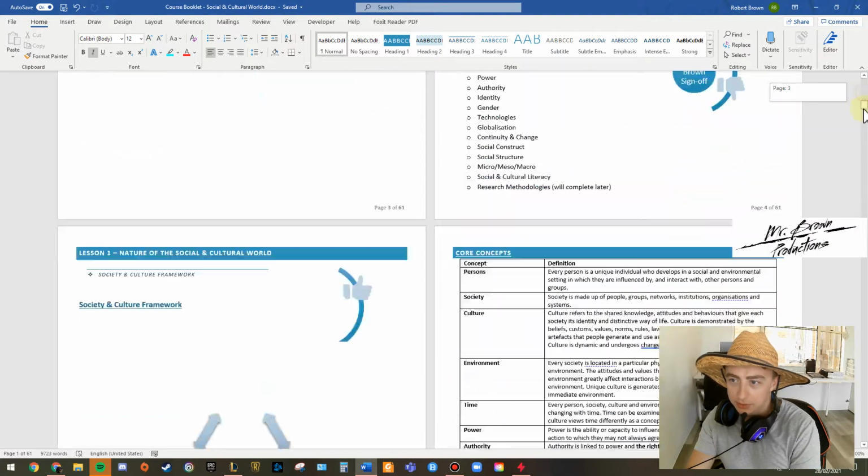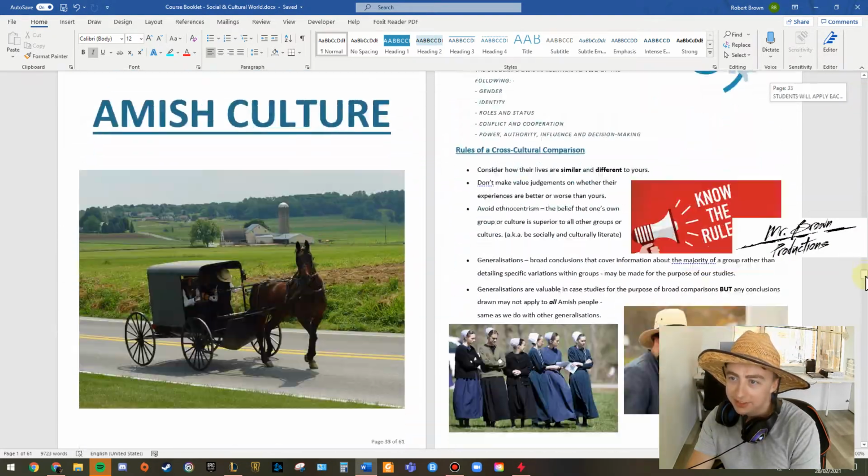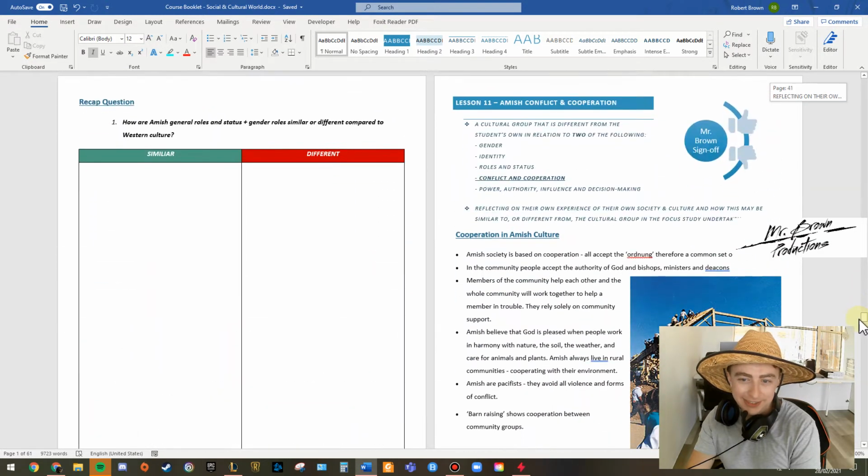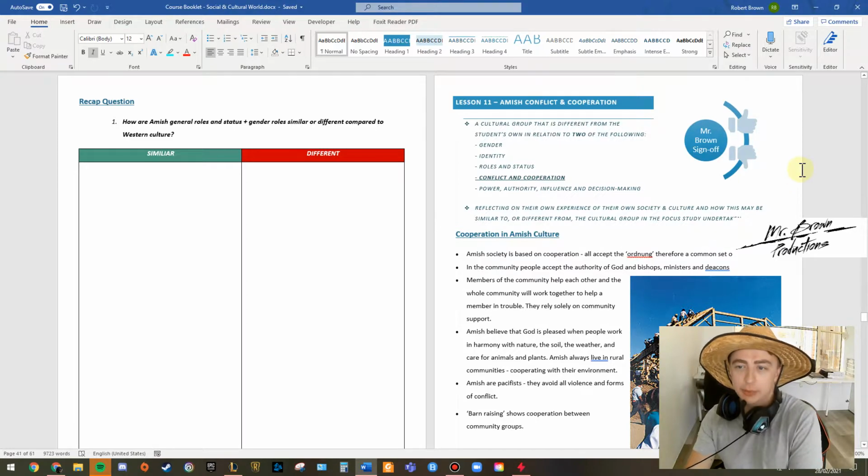Page 42. I'm excited. Are you guys excited? I'm excited. It's going to be good. It's going to be good. Woo-hoo. All right, here we go.